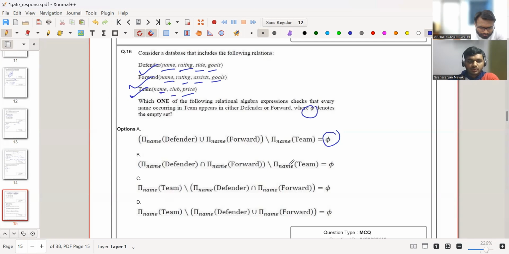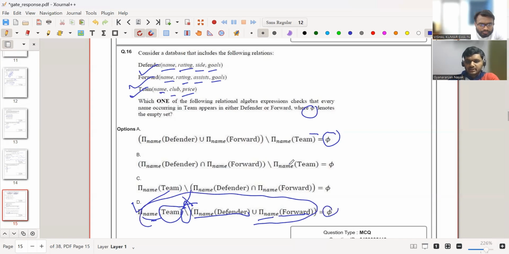Okay, so here you compare all the options. You find that option D is correct because name will be taken from the Team name attribute. It is the division form, division in DBMS. So we take name from Defender union name from Forward. If you combine this, we'll find an empty set, that is phi. So we proceed to the next.